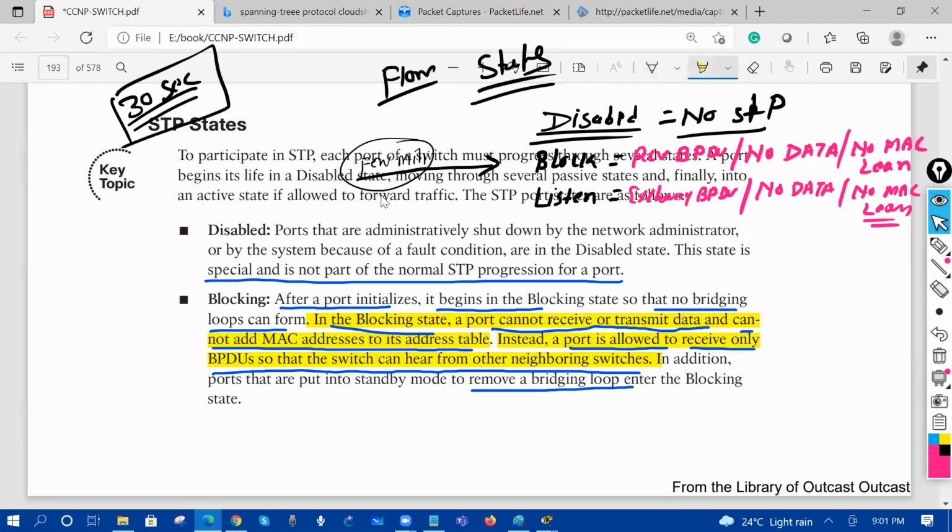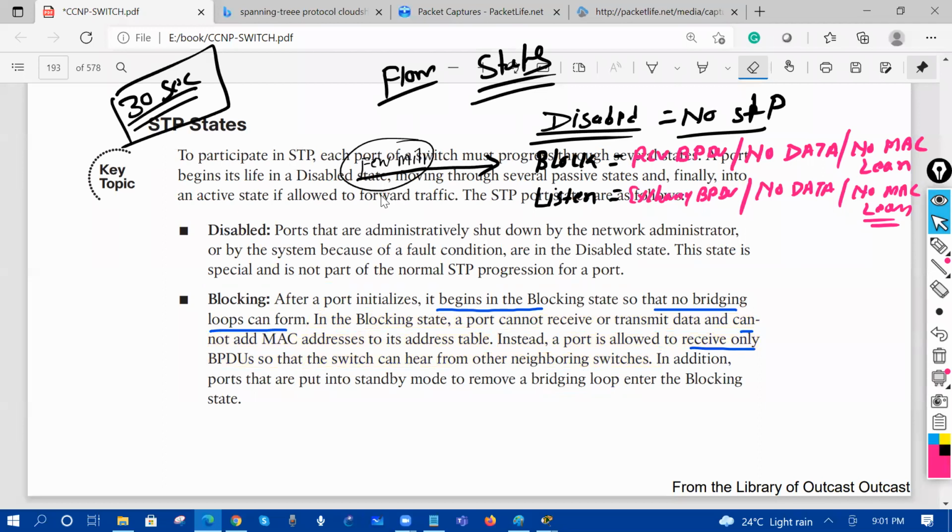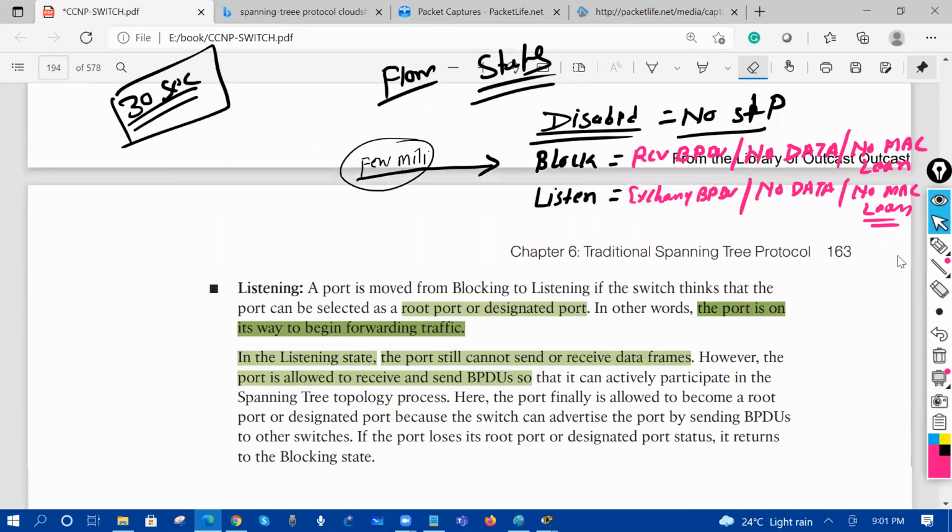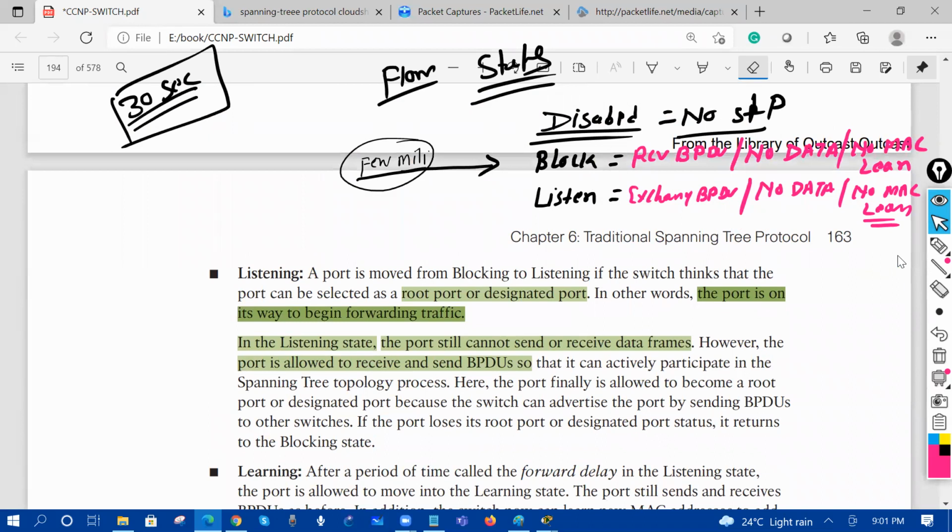So blocking means what? In simple language, guys: just for a few milliseconds, I will move into the blocking state, receive BPDU, no data, no MAC address learning. Listening state, what am I going to do over there? A port is moved from blocking to the listening state if the switch thinks that the port can be selected as a root port or DP port. In other words, the port is on its way to begin forwarding, but not yet. In this listening state, the port still cannot send and receive data frames, no data. However, the port is allowed to receive and send the BPDU.